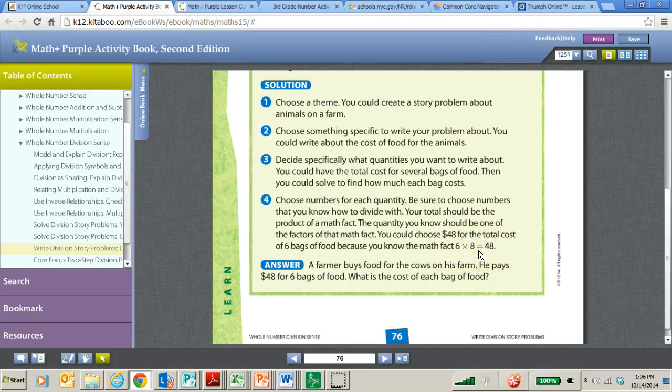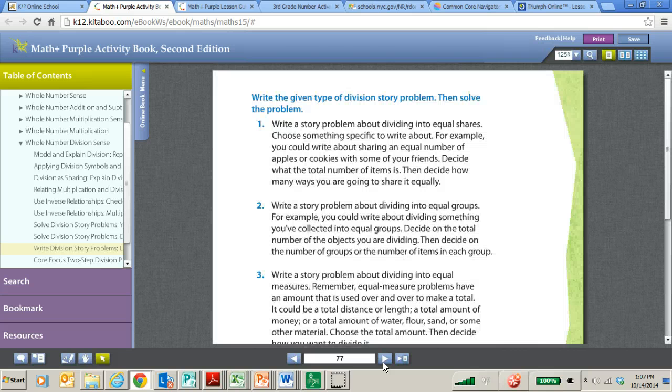And this will truly show if a child understands that if we have something like 6 times 8 is 48, they could write a story problem that says a farmer buys food for the cows on his farm. He pays $48 for 6 bags of food. What is the cost of each bag of food? So being able to create and write your own problems in a journal is very highly encouraged.